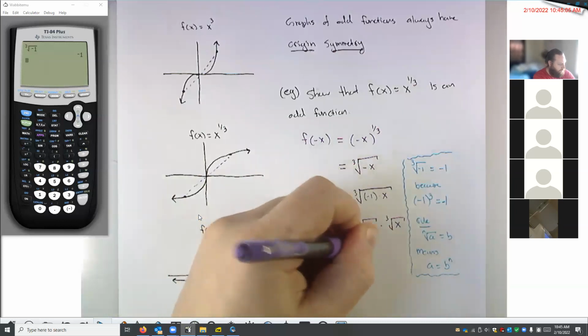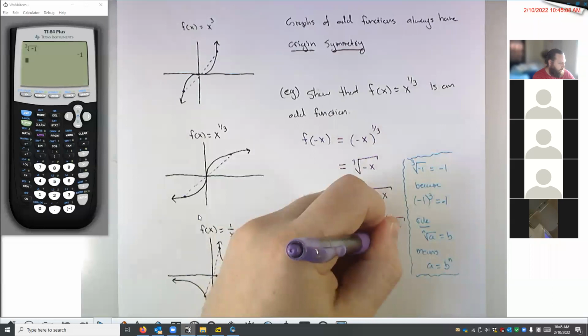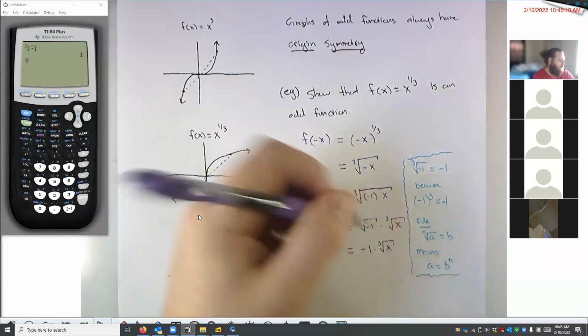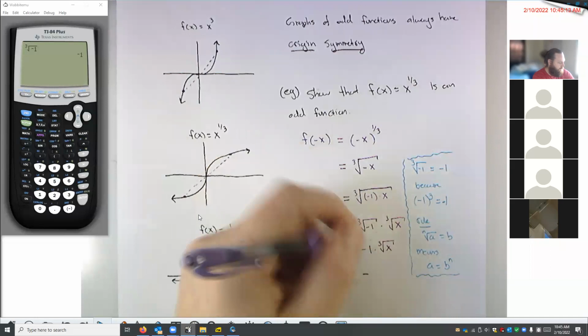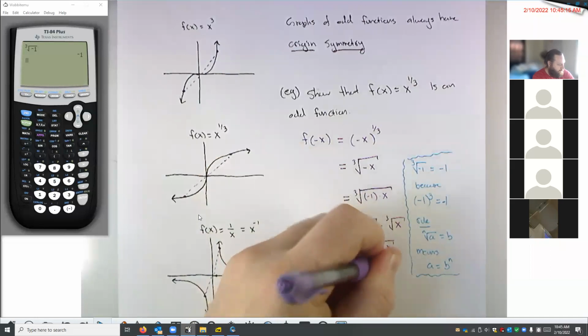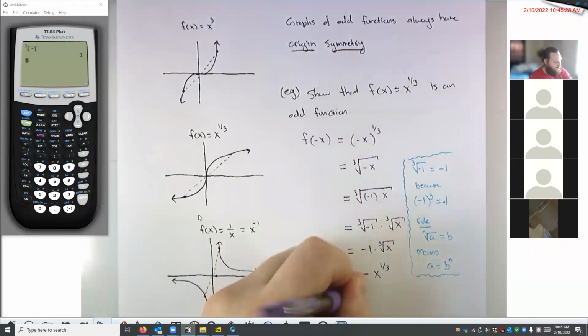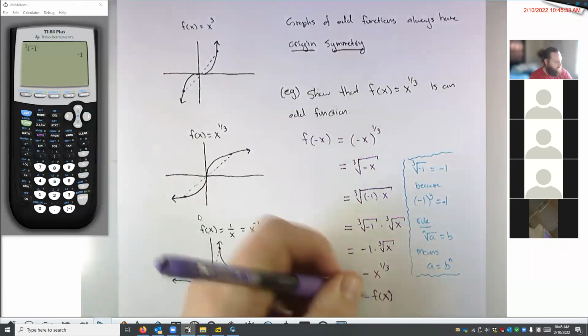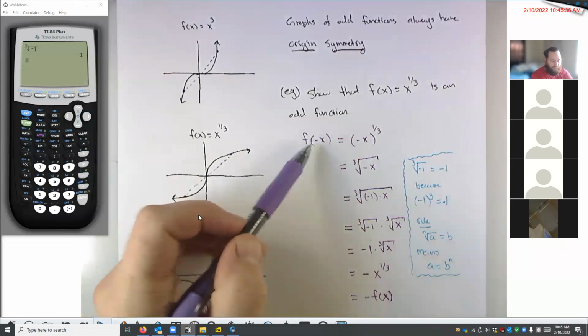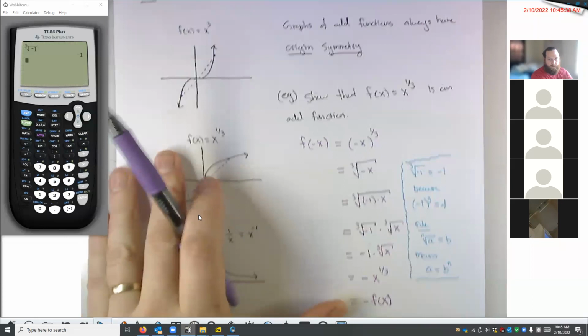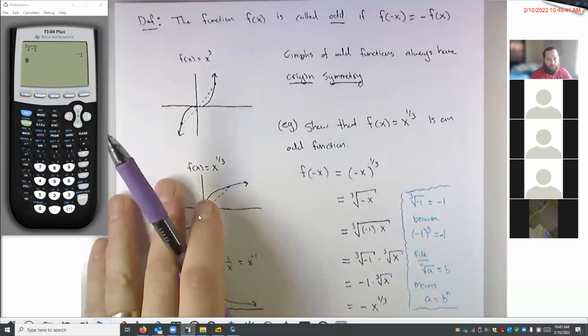So this piece is -1 times this piece is still the cube root of x. And that's negative x to the 1/3, right? Cube root of x is x to the 1/3. And then we compare this to the original function. Is this the original function? No. But is it the negative of the original function? Yes. And that's what we wanted to show. Remember, our goal here was to show that f of -x is equal to -f of x. That is the definition of an odd function.